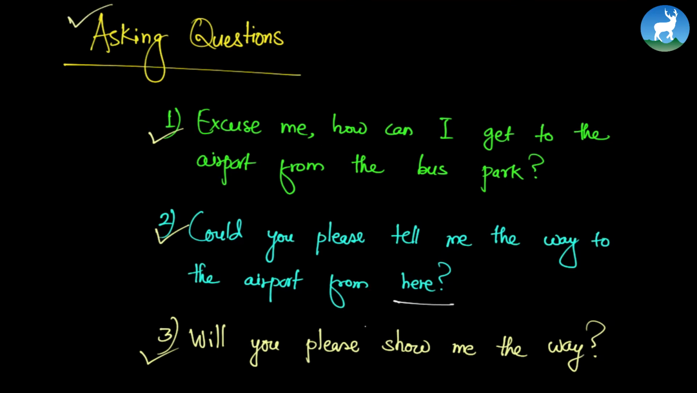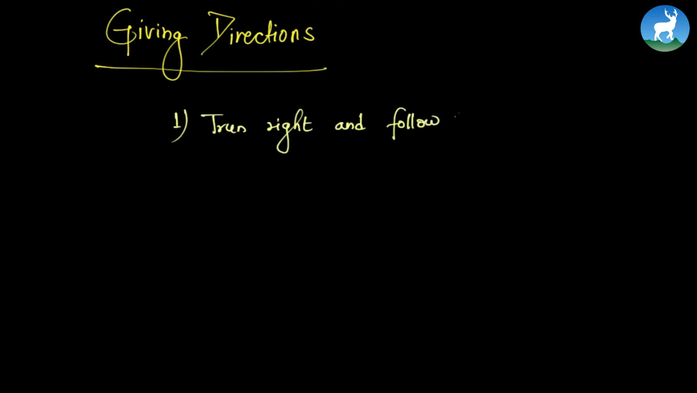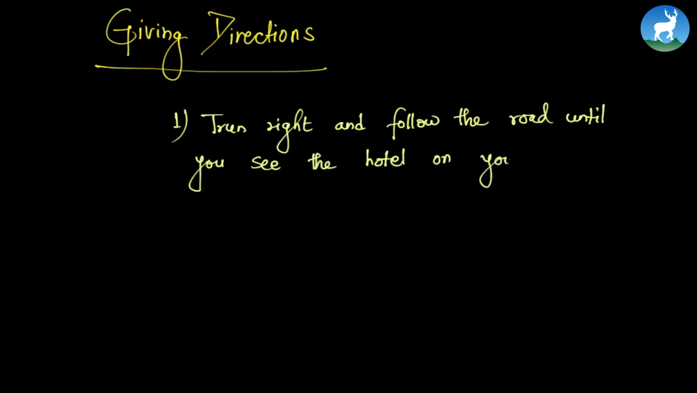Now let's go to another section of the speaking portion, which is giving directions. We've already asked some questions and now we are going to give directions. The way of answering is pretty easy. You can say something like this: turn right and follow the road until you see the hotel on your left. Turn right and follow the road until you see the hotel on your left.